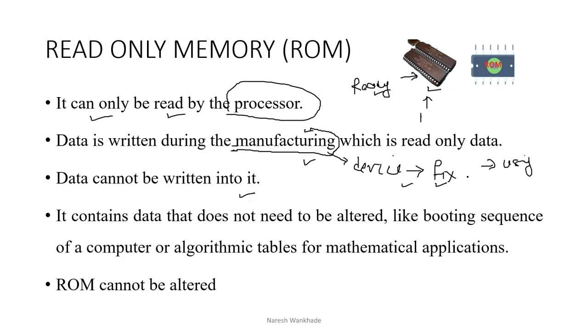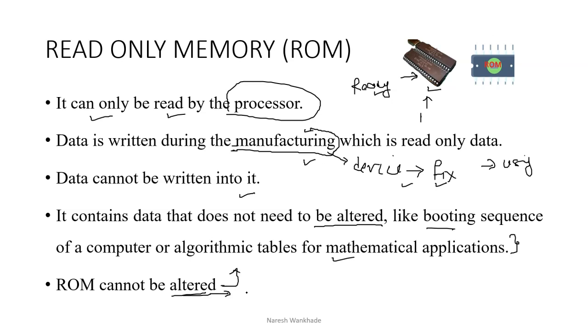And इस रीड ओनली मेमोरी में कौन सा डेटा स्टोर होता है? ऐसा डेटा कि जो कभी हम अल्टर नहीं कर सकते. It contains data that doesn't need to be altered, like the booting sequence of a computer or algorithmic tables for mathematical applications. मतलब ऐसा डेटा रीड ओनली मेमोरी में स्टोर होता है कि जो मैन्युफैक्चरिंग के बाद अल्टर करने की जरूरत नहीं पड़ सकती. That type of data is stored there in the read-only memory.